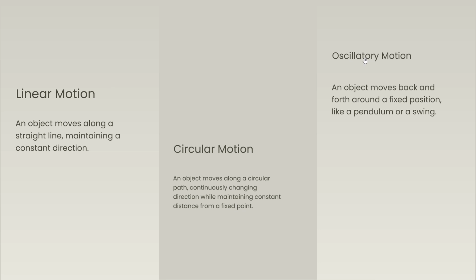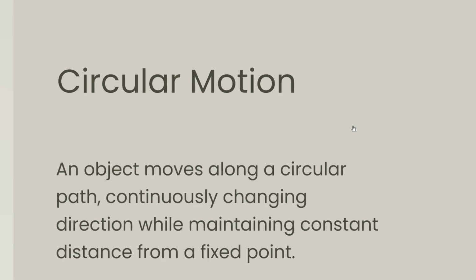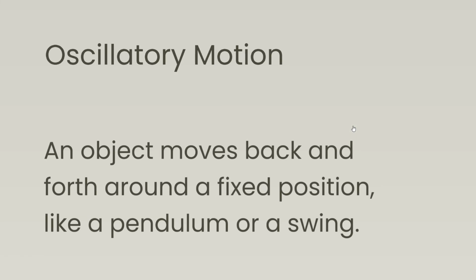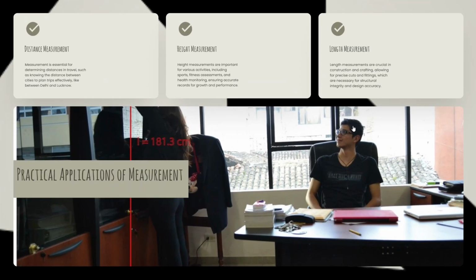While in oscillatory motion, an object moves back and forth around a fixed position, like a pendulum or a swing. An example of oscillatory motion is when we are swinging, or a pendulum in a clock, that is in a to and fro motion. That's it. So linear motion, circular motion, and oscillatory motion. Note it down, friends. Okay.